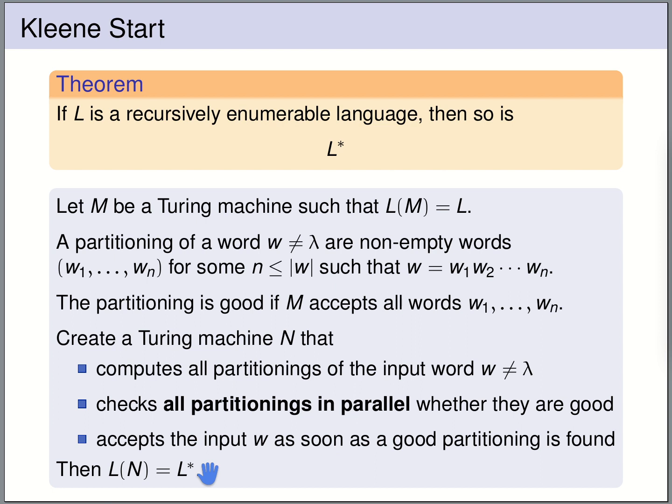Because a word should be accepted, the word is in L star, if we can partition the word in parts such that each of the parts is in L. We can construct the word from building blocks in L. And that's exactly what we check here. We first compute all the possible partitionings into parts, and then we check whether one of these partitionings is good, in a sense that all of the parts are from the language L.